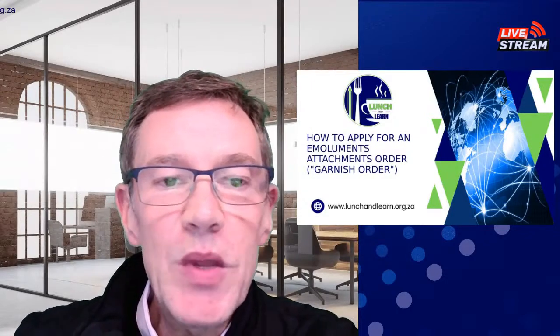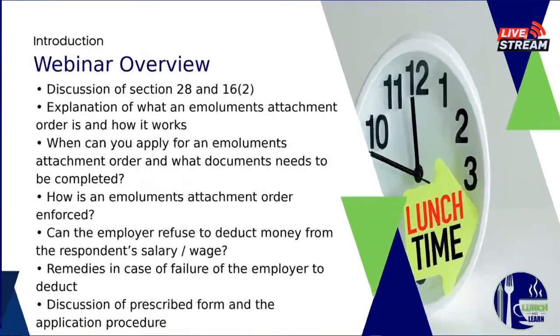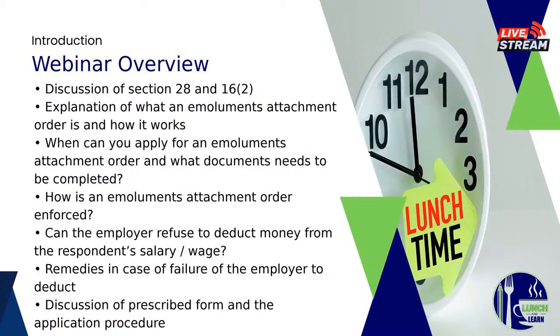garnish order? So what we'll be discussing today, if we just have a brief overview, is the statutory requirements of emolument attachment orders, and that we will find in sections 28 and 16.2 of the Maintenance Act. We'll explain to you exactly what is an emolument attachment order and how does it work. We will also explain when you can apply for an emolument attachment order or for a garnish order, and what documents are needed and to be completed, in order to give effect to an emolument attachment order, and how it is enforced.